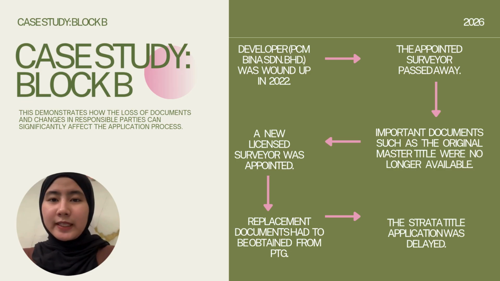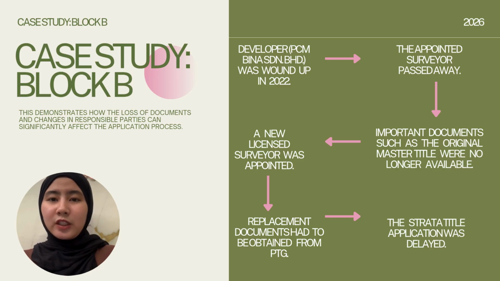Block B is the best example of the challenges faced during the strata title application process. According to the management, the original developer, PCM Bina Sendirian Berhad, was wound up in 2022. In addition, the surveyor appointed by the developer had passed away. Unfortunately, important documents including the original master title were no longer available and had to be obtained again from the State Land Office. A new licensed surveyor was then appointed to continue the application process.